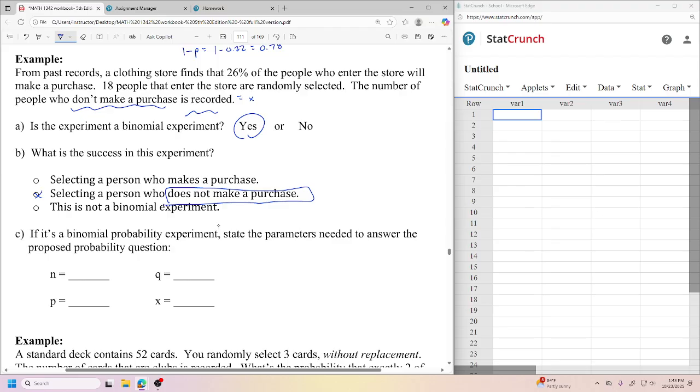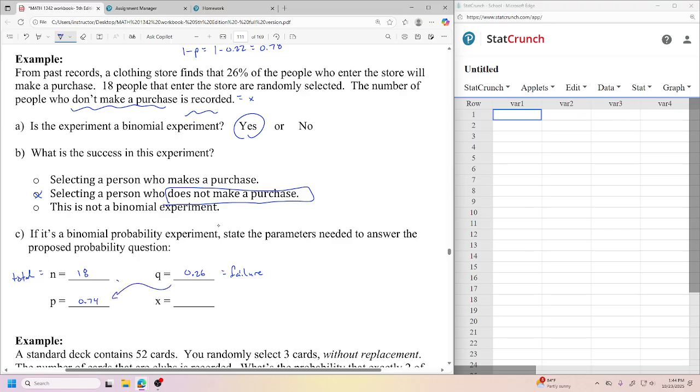What would be my total number of people I looked at? What's my N, my total? 18. Very good. What's my probability of success? Now, that's the thing. Look, and this is weird. 26% enter the store and they will make a purchase. Yep. It has to be the opposite. Yep. 74. You got it.